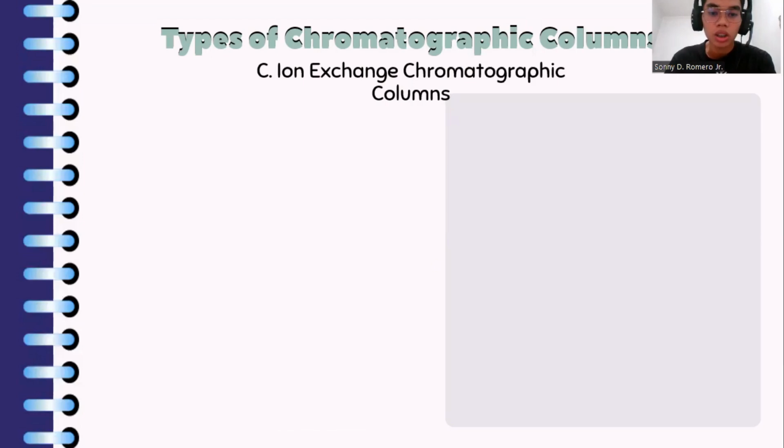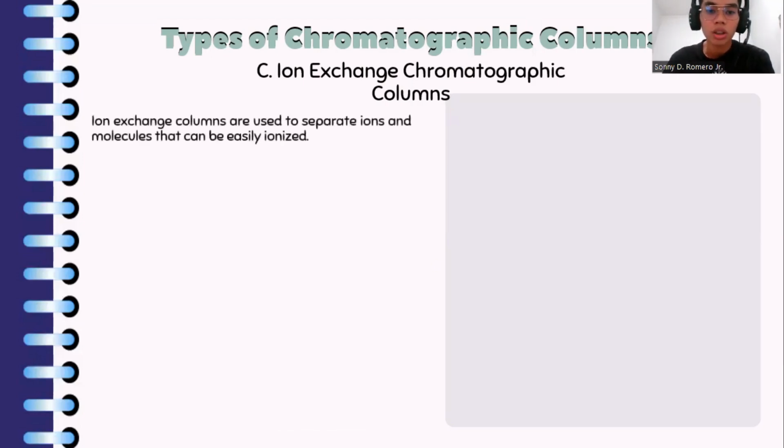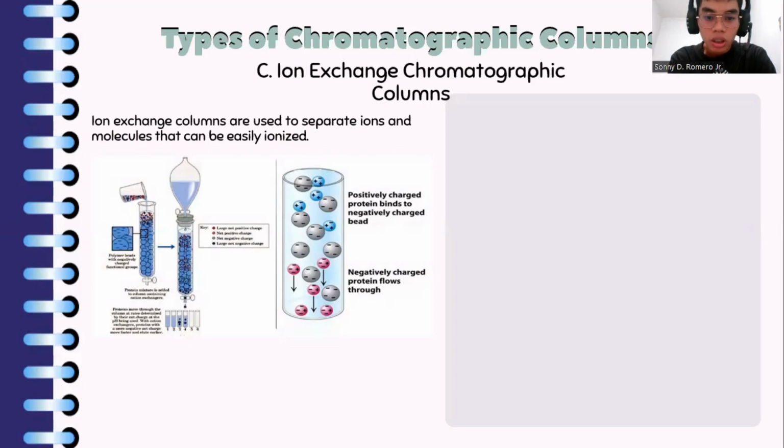So moving forward are the ion exchange chromatographic columns. Ion exchange chromatographic columns are used to separate ions and molecules that can be easily ionized. Ion exchange chromatography is often a form of column chromatography. As ion exchange is based on the electrostatic interaction of charged surfaces, the general principle of separation is the reversible exchange of ions between the ions present in the sample solution and the ions present on an exchanger. Among the types of exchangers, cation exchangers can be used, which contain charged groups on the surface of the matrix.